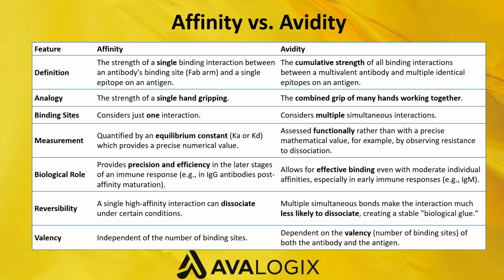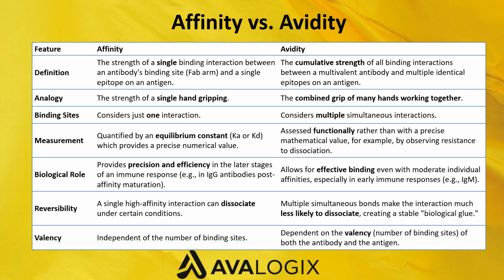Another way to compare them is by reversibility. A high-affinity antibody may hold onto its antigen tightly, but if it has only one or two binding sites engaged, the complex can still dissociate under certain conditions. With high-avidity binding, however, dissociation is far less likely because multiple interactions must be broken simultaneously. This creates a kind of biological glue that stabilizes antigen-antibody complexes in physiological environments.